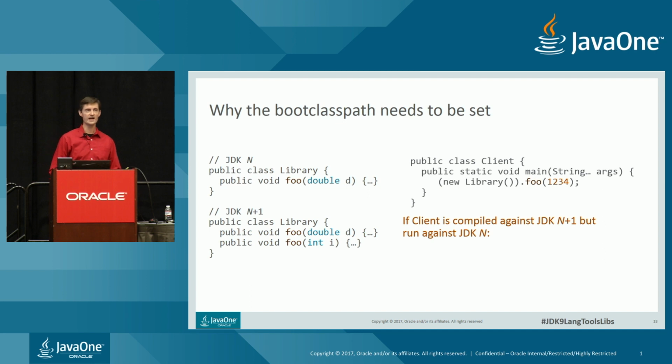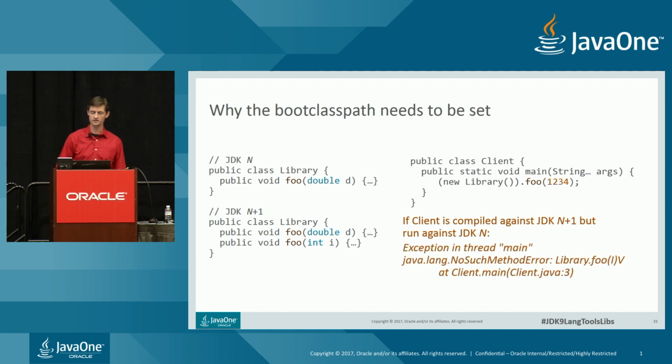Okay, so what happens if we take that file, compile it against JDK n+1, and we run it against JDK n? We'll get a runtime error, something like this: NoSuchMethodError. What the detail message of the error is saying is that the VM is looking for a foo that takes an integer, but it's not finding one. It's not finding one in JDK n because it isn't there. There's only a foo method that takes a double. So this is the kind of problem people can run into when you don't set the boot class path when you cross-compile.